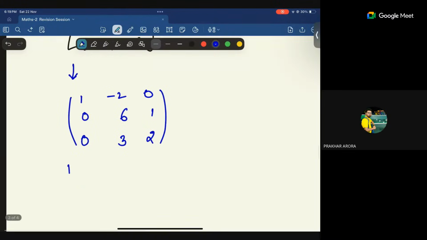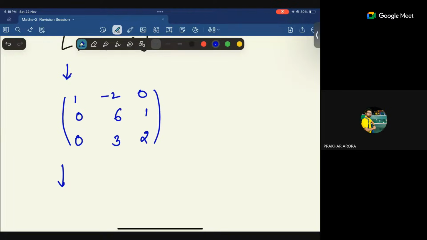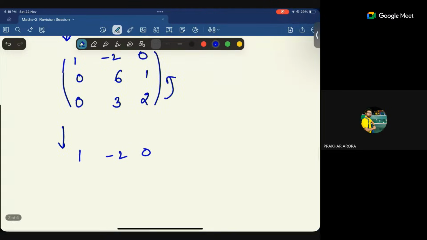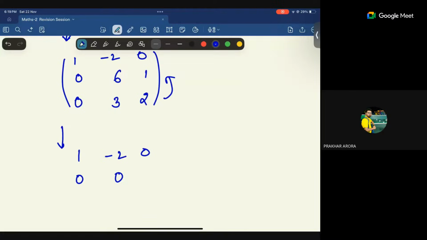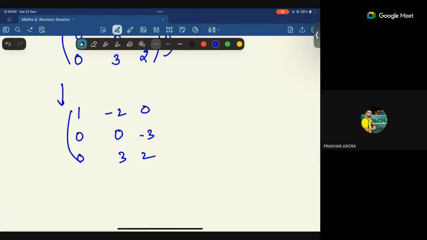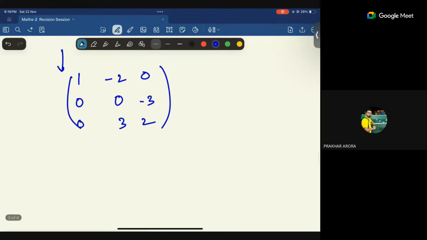Now what I have to do is subtract this here twice. So my 1 minus 2 0, this is going to be 0 0, and this is going to be minus 3, this is going to be minus 3, this is going to be 0 3 and 2. So what is happening is I am going to interchange the rows now. This is going to be 1 minus 2 0, 0 3 2, 0 0 minus 3.